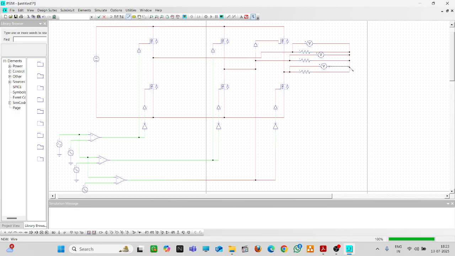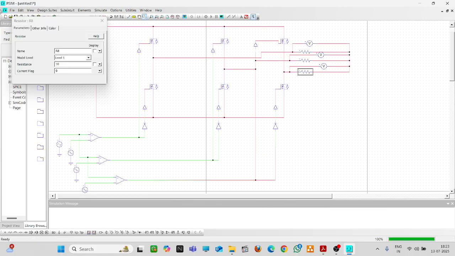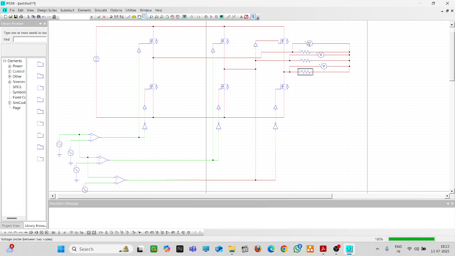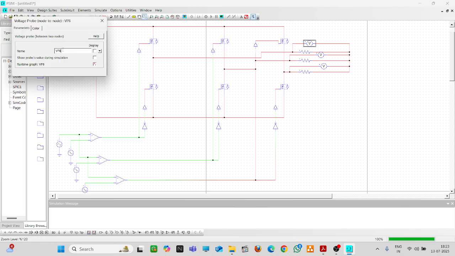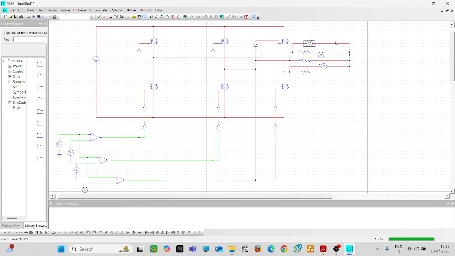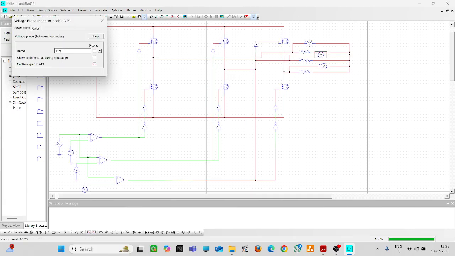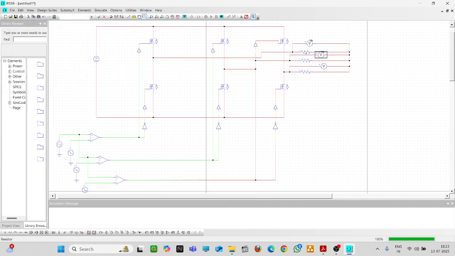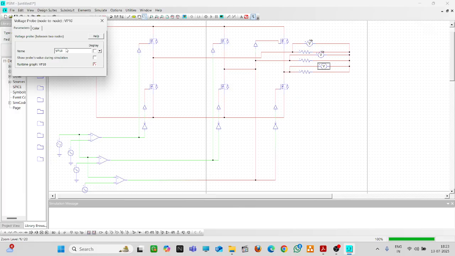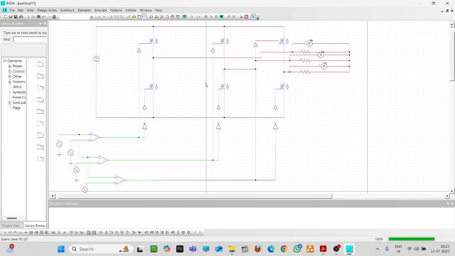Okay, so now let me check what load we have set. It is 10 ohms only. Now VA, the VA display, click on the display. If you want to display the things, then again, this is VB. Then this is the VC. Okay, right. So now everything has been named.